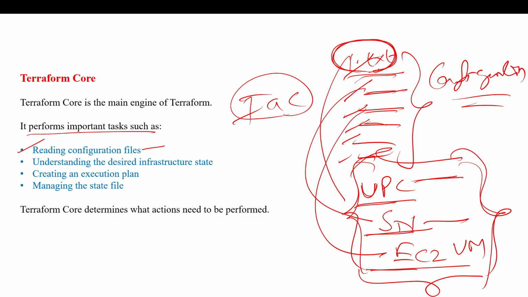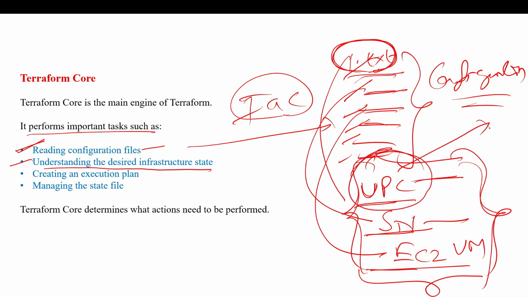When we run the Terraform command or Terraform CLI, it reads the configuration files that we have created. It understands the desired infrastructure state. So what would be the state of the infrastructure? That means, here is the command to create a VPC. It will check whether this VPC is there or not. If it is already there, with the same name, then it is not required to create, and Terraform will skip this VPC because it is already there. So that means it understands the desired state.